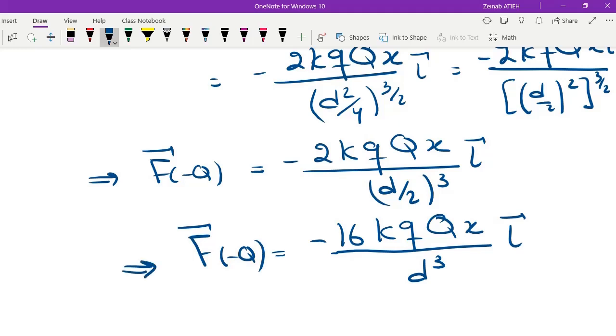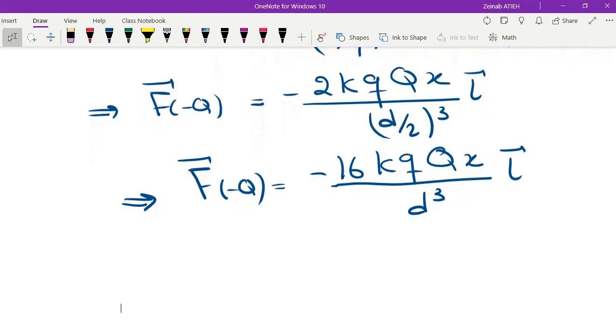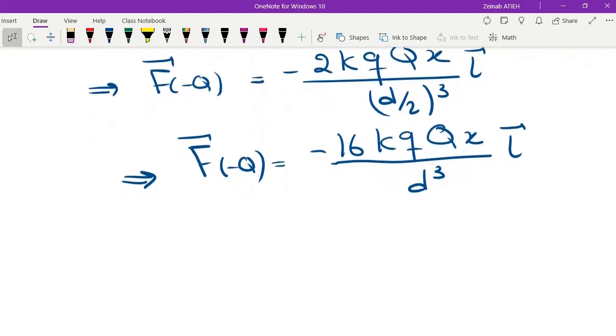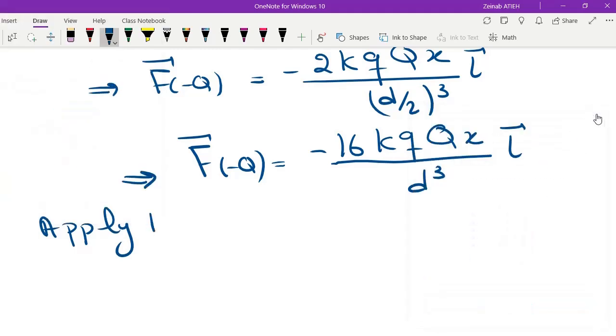You are responsible up to here. After this step you are not responsible for this problem or this type of motion, but I will solve it. Okay, I will solve it, but you are not responsible for the type of motion. You are only responsible for how to find the force acting on a certain charge. So apply Newton's second law.